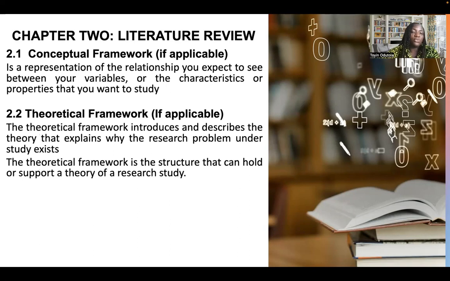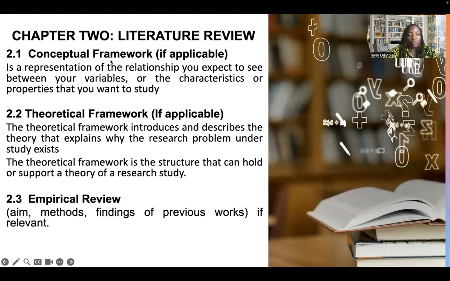Then for the theoretical framework, it introduces and describes the theory that explains why the research problem under study exists. So the theory around why this research is being done, why there's something you're researching on, is what you put together in your theoretical framework. And the theoretical framework is a structure that can hold or support the theory of a research study. So you have to put that together if it's applicable to your research.